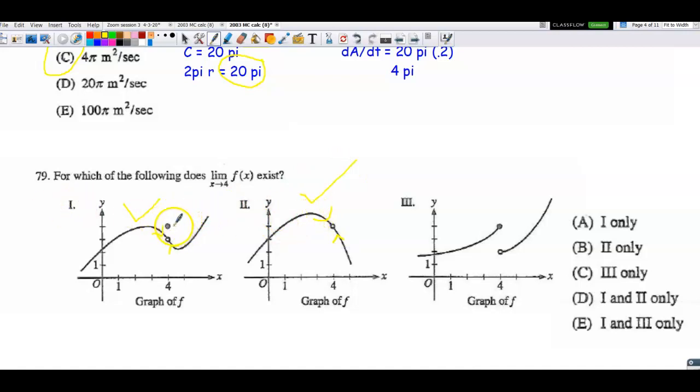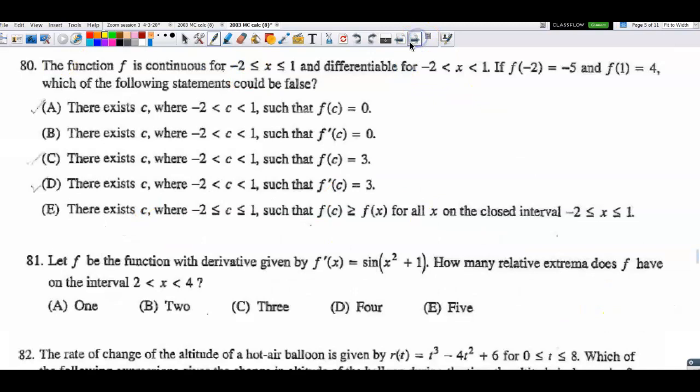Now, in number 1, I didn't mention this. Don't be fooled by this point up here. This is the actual function value. A limit is what we approach, not necessarily what we actually reach. In number 3, when we make our approach from the left side, we're approaching a y value of 4. From the right side, we're approaching, it looks like, a y value that's not 4. So the limit does not exist, so we're not going to keep that one. So we're going to keep 1 and 2, which is letter D.